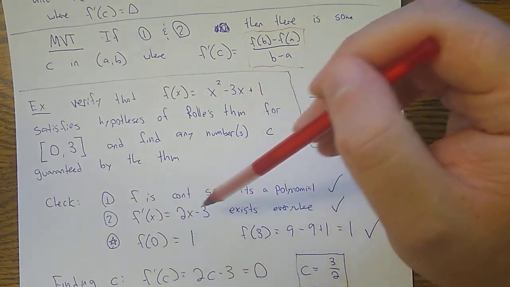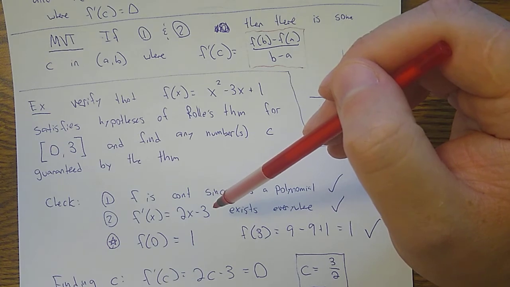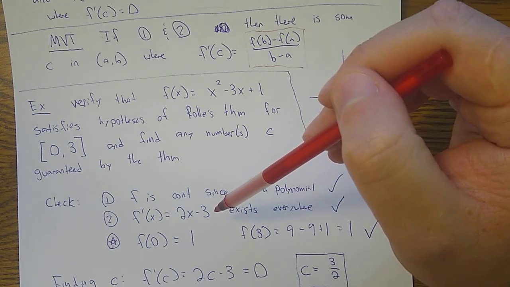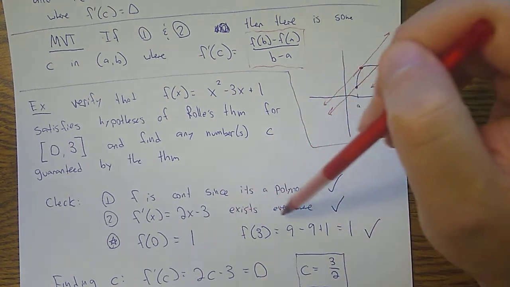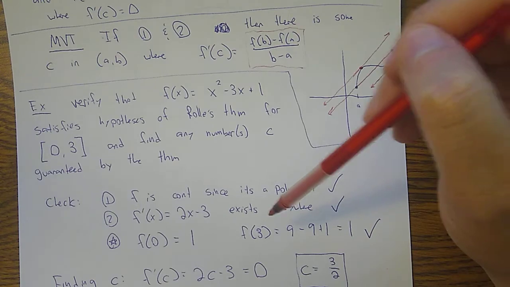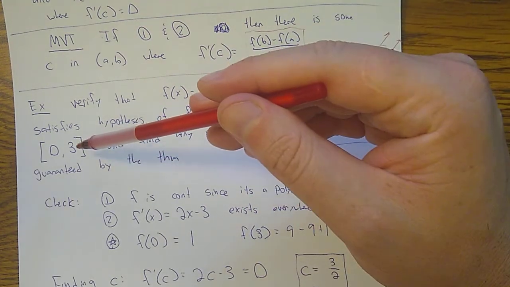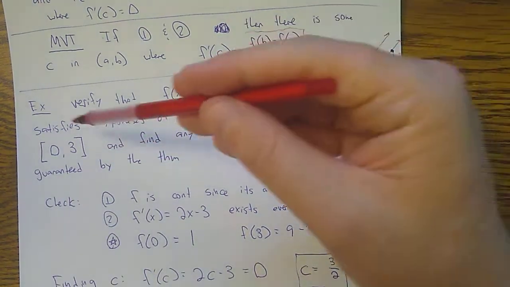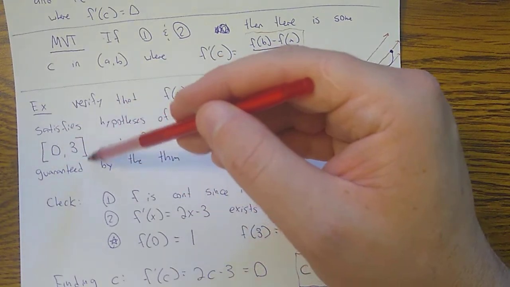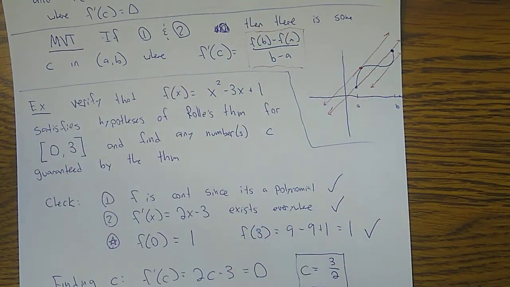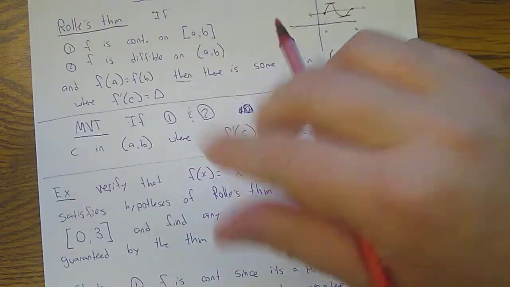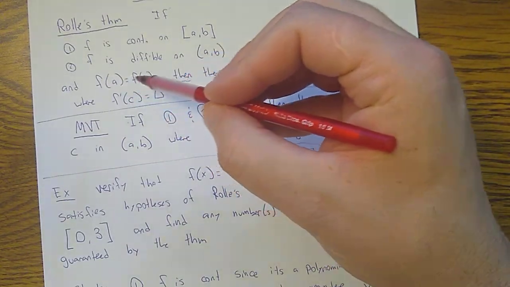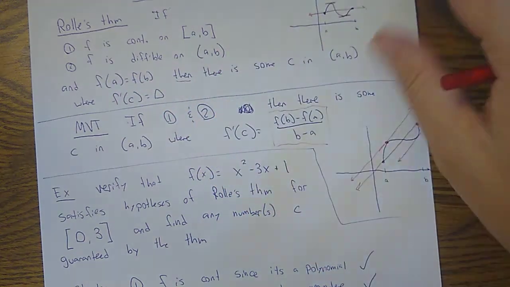Hypothesis number 2 is that it's differentiable. The easiest way to show that it's differentiable is just to take the derivative. The derivative is this. The derivative is also a polynomial, and that exists everywhere. The domain is everything. So it's differentiable everywhere. In particular, it's differentiable on this interval. I guess it only has to be differentiable on the open interval from 0 to 3, but it's easy enough because this is differentiable everywhere. So that's the second hypothesis. The third hypothesis is the one that we didn't assign a number to. It's just the statement that f of a equals f of b.